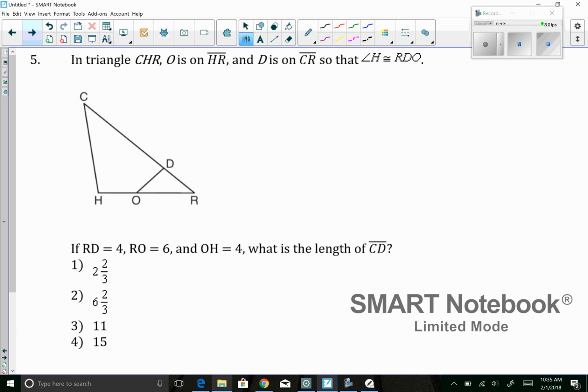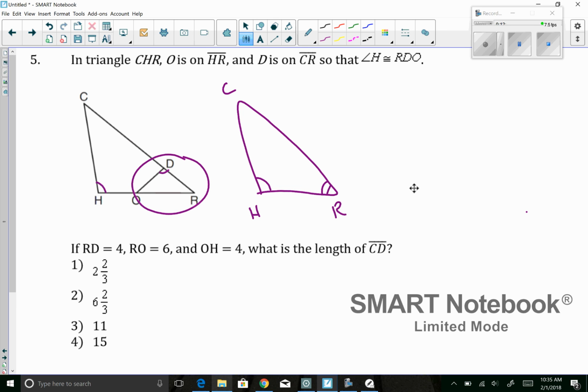Number 5 gives us a similar question to what we did in class. So it tells us that angle H is the same as angle RDO. So if I redraw these triangles, I have CHR with H labeled. R is going to be the same in both. And if I turn this smaller triangle around a little bit, I'm going to wind up getting a triangle that has this angle as D, this angle as R, and then O would have to be the remaining angle up top.